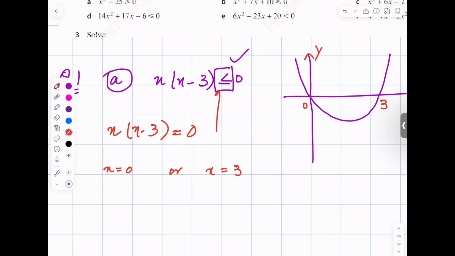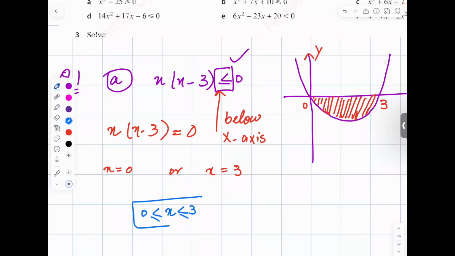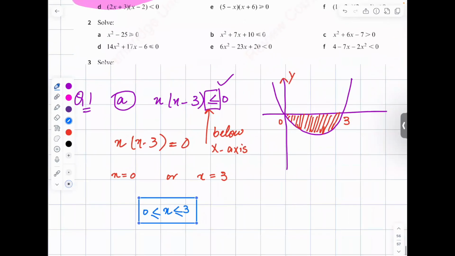Now, we are looking for the portion of the graph which is below the x-axis. Less than 0 would mean below the x-axis. So when it is below the x-axis, this is the portion of the graph that we are looking for, 0 till 3. So the answer to this, we can write 0 till 3. This is the portion of the graph which is lying below the x-axis. Is that clear now?